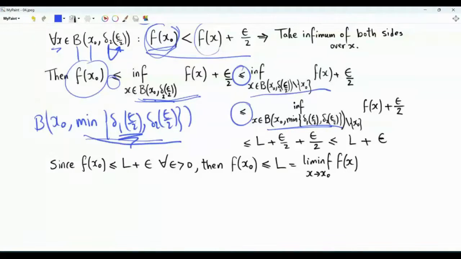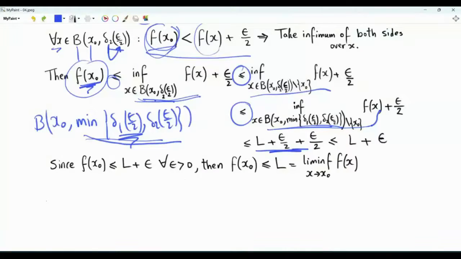Furthermore, the radius now is delta 1 of epsilon over 2 or less. This means that the infimum can be upper bounded by L plus epsilon over 2. So this is the upper bound on f of x0: L plus epsilon over 2 plus epsilon over 2. f of x0 is less than or equal to L plus epsilon.